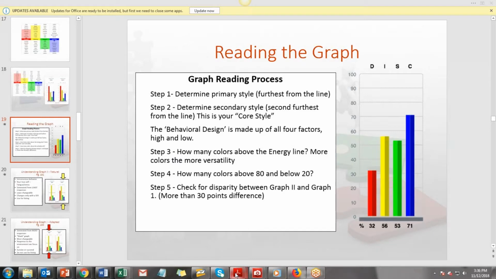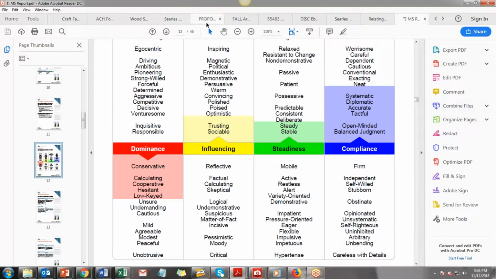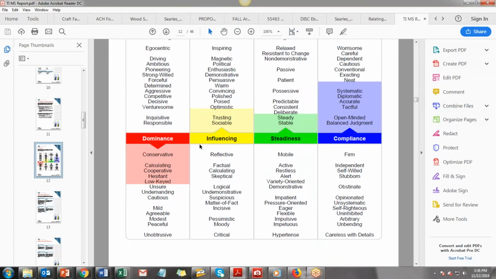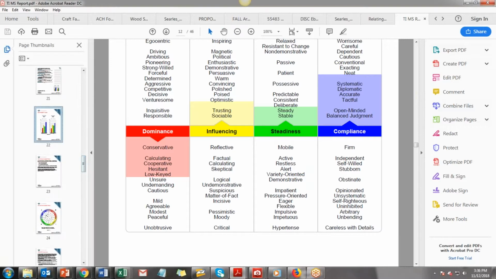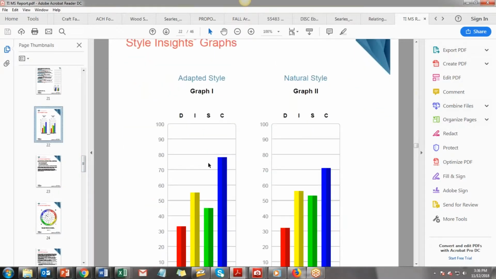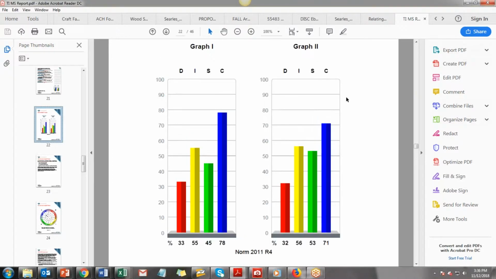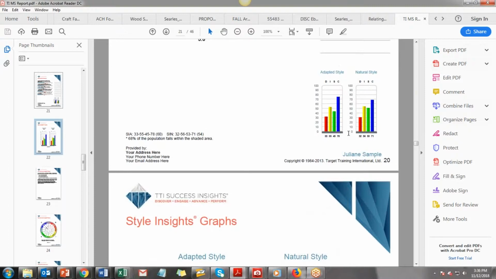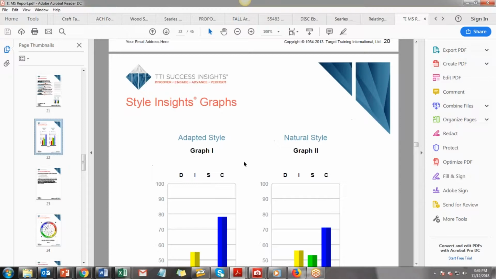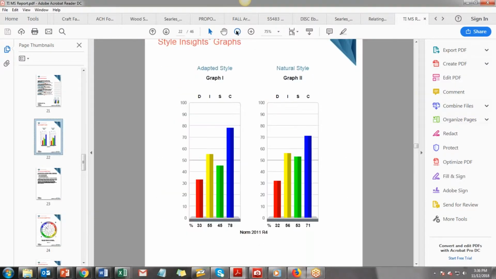So Nimi, let's flip to just a generic report here. If you have a printed copy, you want to turn to page either 21 or 22. This graph also appears on the bottom right corner of every page of their report. So just know this is just the exploded view of their disk graph.